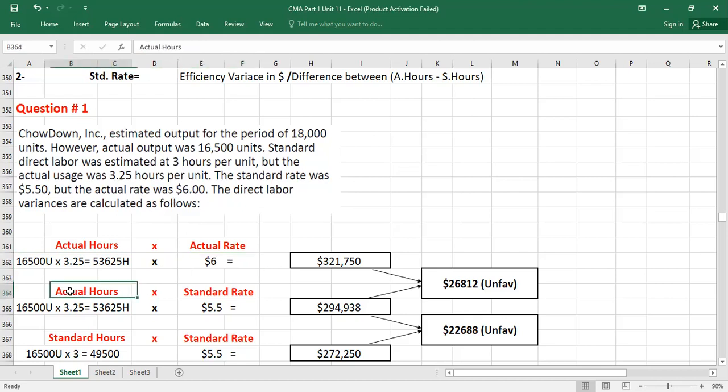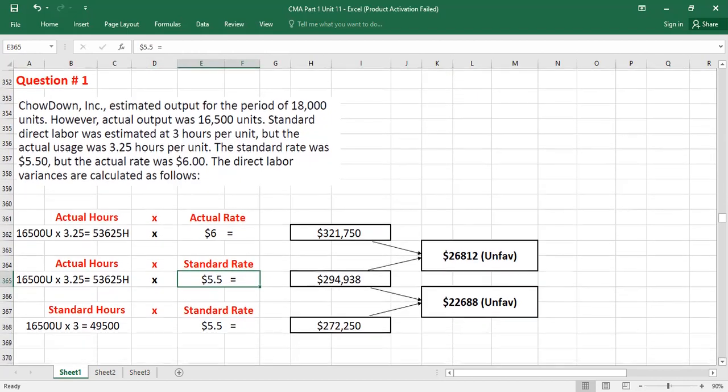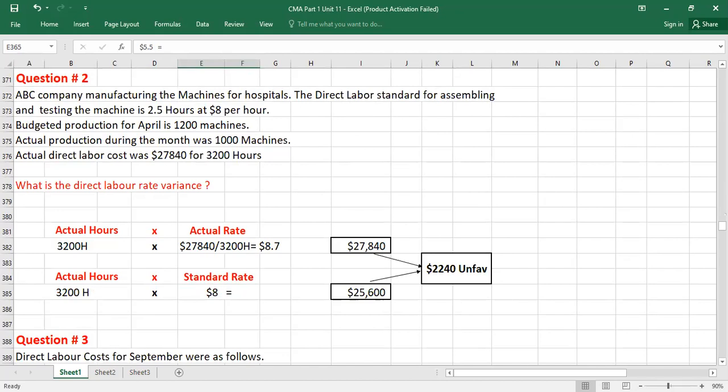In the second line, we have actual hours times standard rate. The actual hours are the same as we calculated above, so we place the same value here and multiply it with the standard rate. You can see in the question, the standard rate was $5.5. This is what we put here. So the third line is what we need to calculate next.